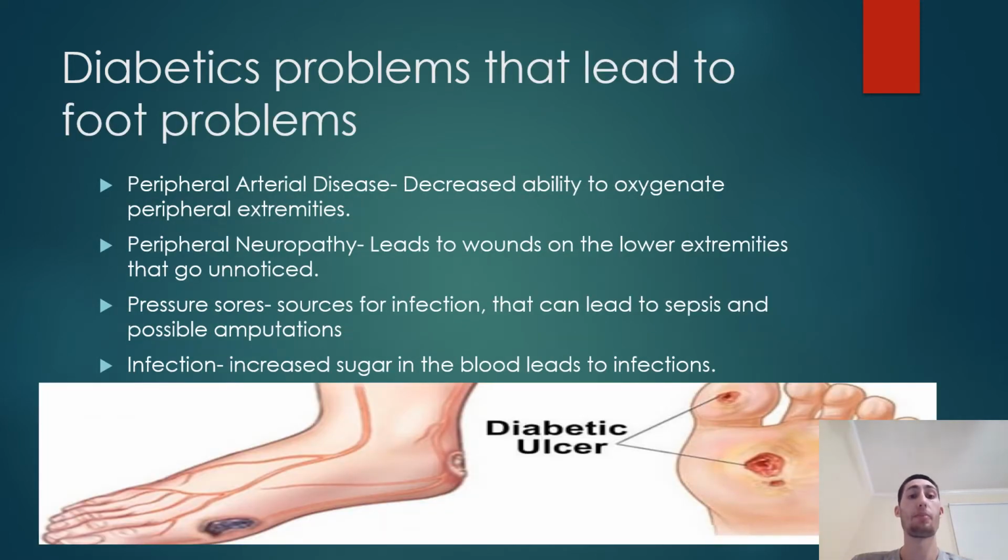There are two major problems that affect diabetics that lead to prolonged foot wound healing. That is peripheral arterial disease, which causes decreased ability of blood to reach the peripheral extremities. This leads to decreased oxygenation, poor nutrition in those affected extremities, which overall leads to impaired wound healing.